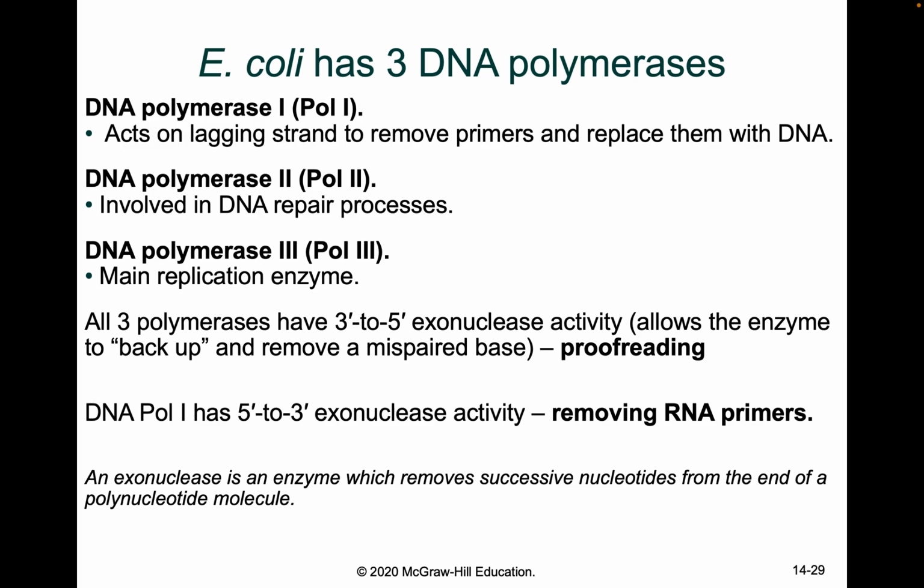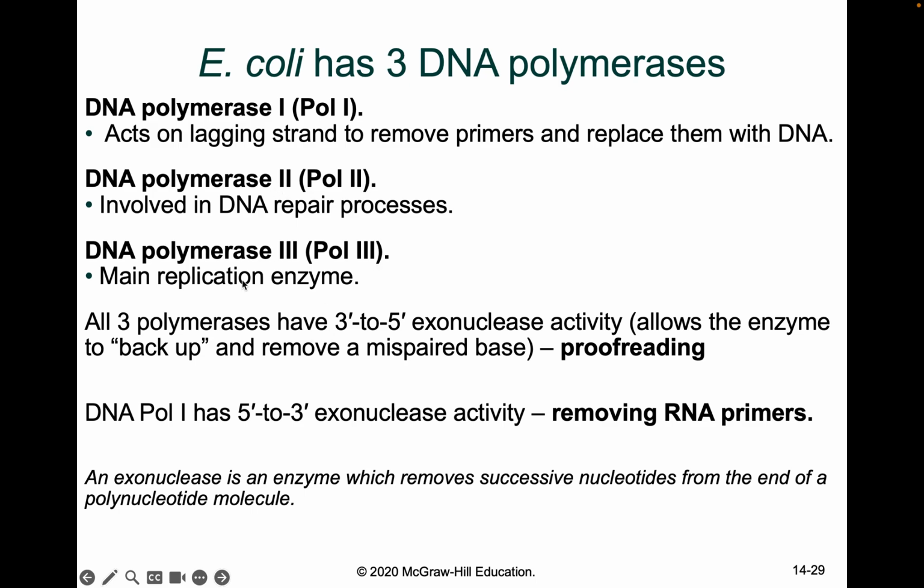So now let's talk about E. coli and their polymerases. First, scientists thought that E. coli has just one DNA polymerase, which they called DNA polymerase one. That's what they thought. But no, actually, it has three DNA polymerases. So it has DNA polymerase one, two, and three, which you can also call, in short, pol one, pol two, and pol three.